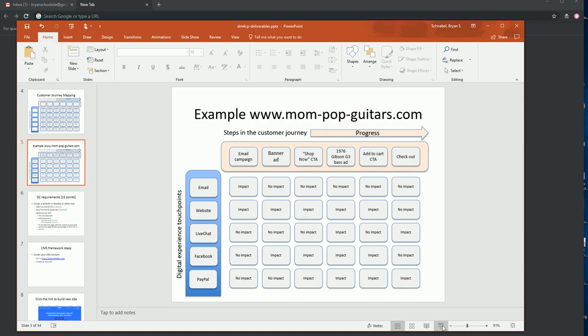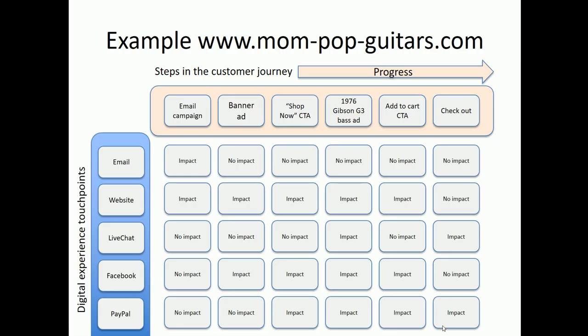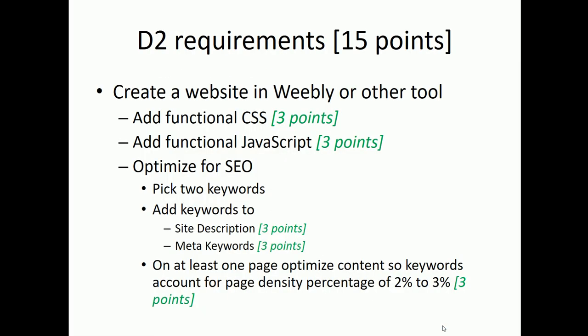So let's go back into presentation mode here, and let's then look at our D2 requirement. Our D2 requirement is worth 15 points. It is to create a website in Weebly, add functional CSS, we'll get 3 points for that. Add functional JavaScript, we'll get 3 points for that. We need to optimize for SEO. We'll have to pick 2 keywords.